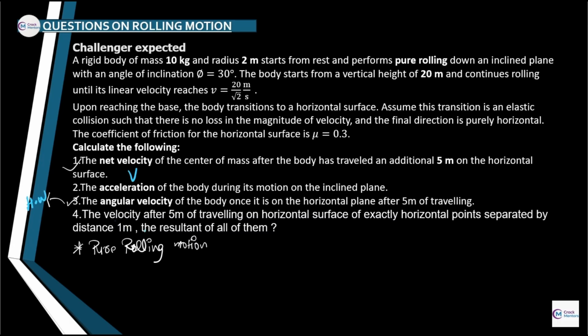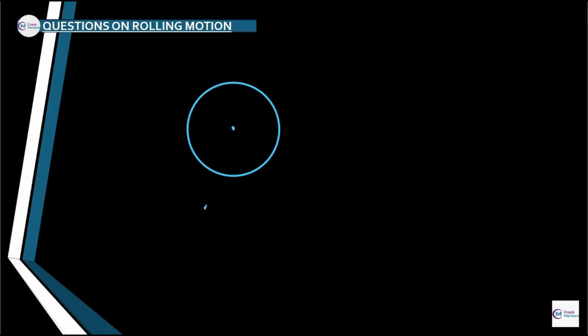Okay, now the another point that is asked to us, that the velocity after 5 meters of traveling on horizontal surface of exactly horizontal points separated by distance 1 meter, the resultant velocity of all of them. Means what he is trying to ask basically, if we have a body like this, and it has radius 2 meter. This is the specific thing that is mentioned to us. Okay, then what is the velocity of all points that is asked of us.